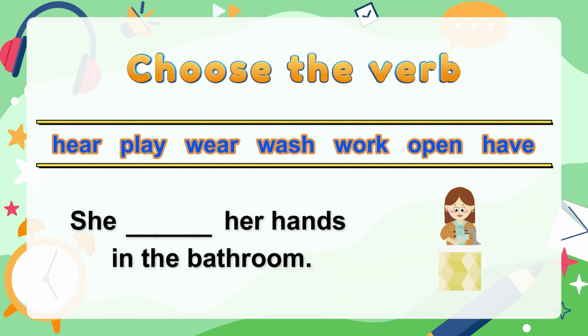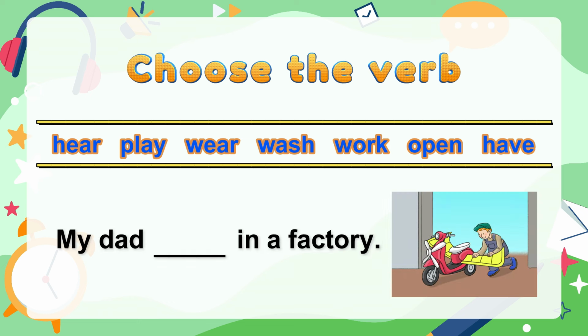She blank her hands in the bathroom. The answer is she washes her hands in the bathroom. We add ES because the ending is SH. My dad blank in a factory. The answer is works. My dad works in a factory. You add S because the subject is one, my dad.